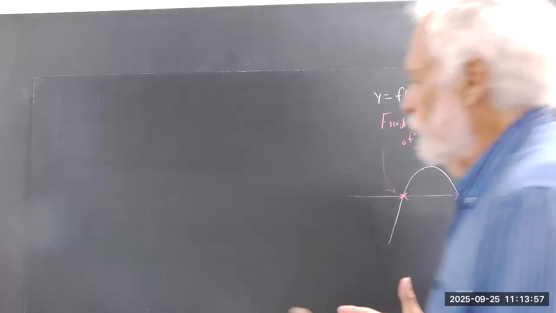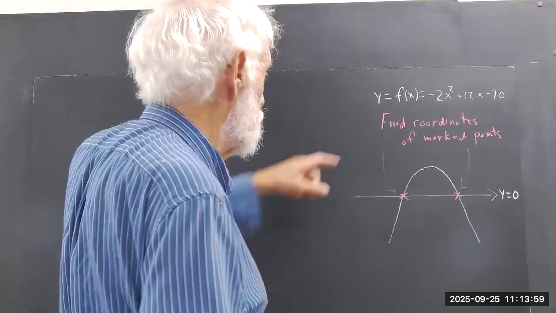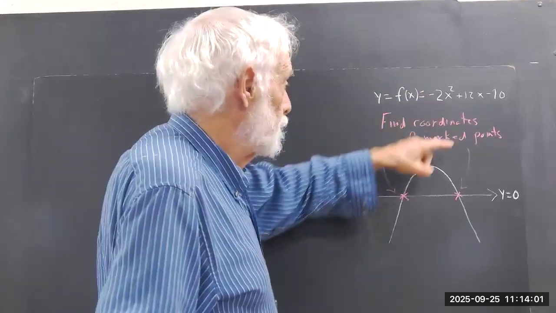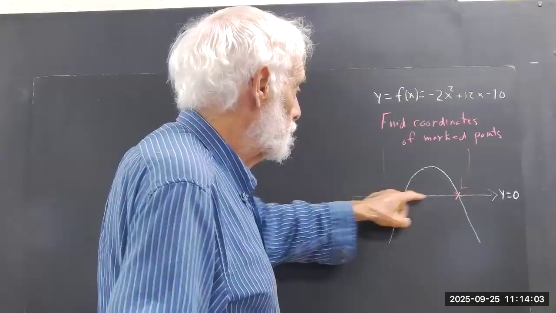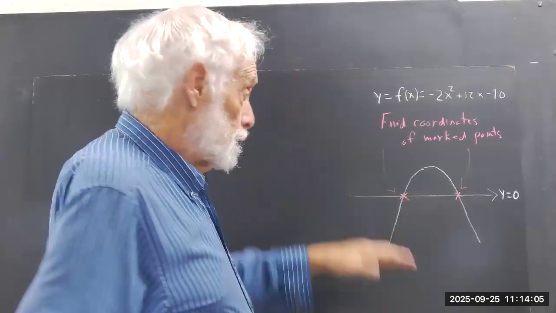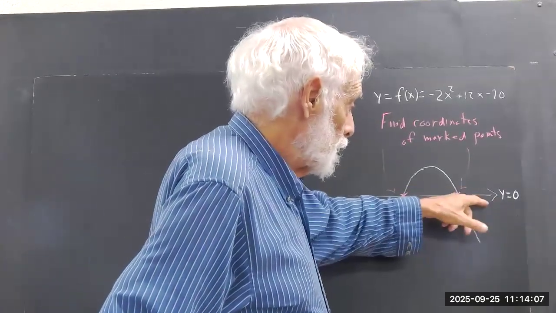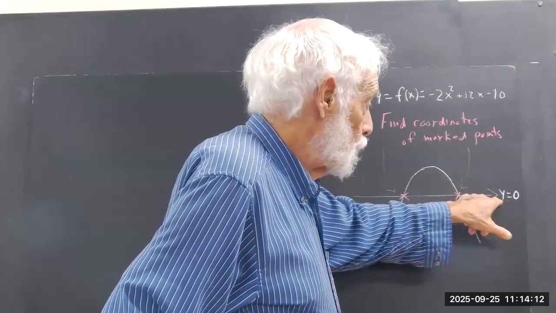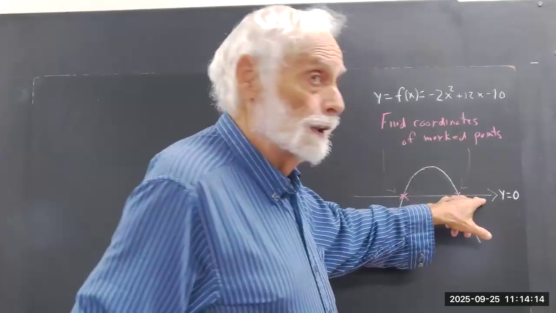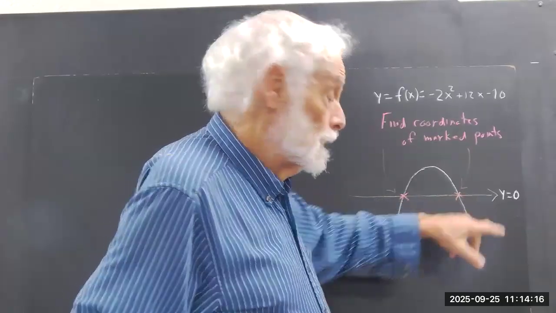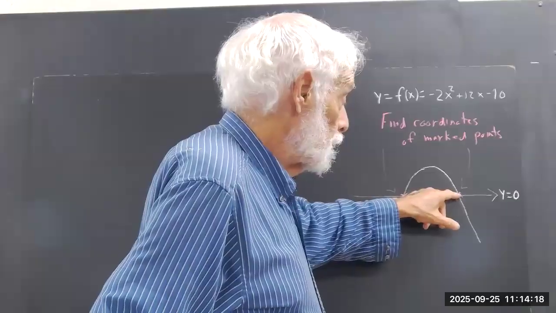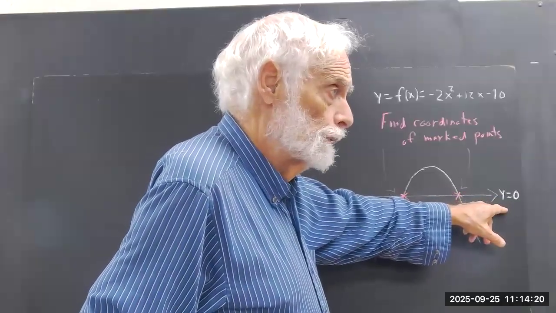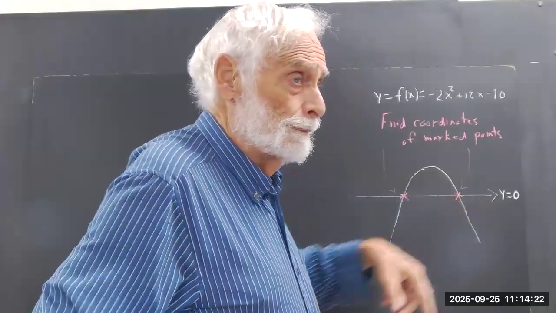Okay, we start out here with a function. We want to find the coordinates of the marked points here. And I've drawn a line and an arrow here. So we've got y equals 0, meaning that this is the x-axis. Okay, so these points are on the x-axis. So for these points, y equals 0.